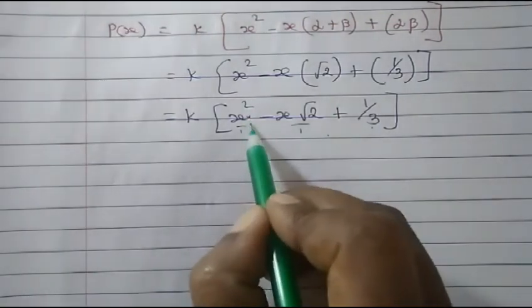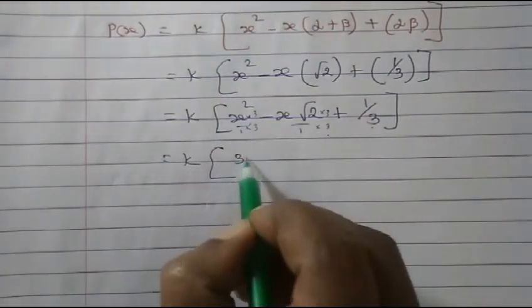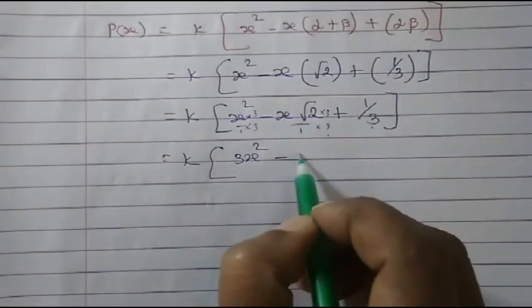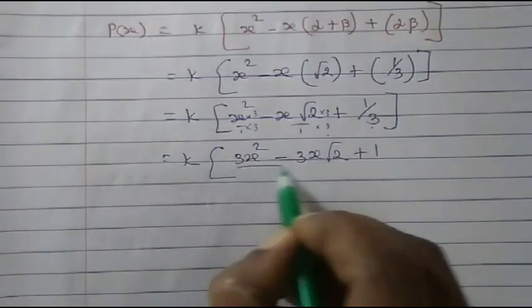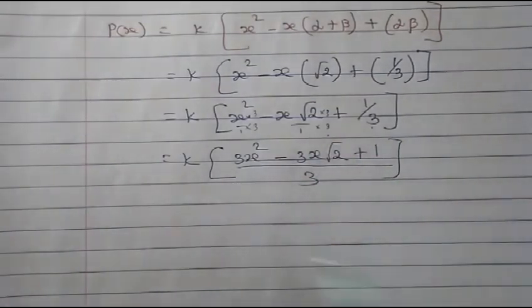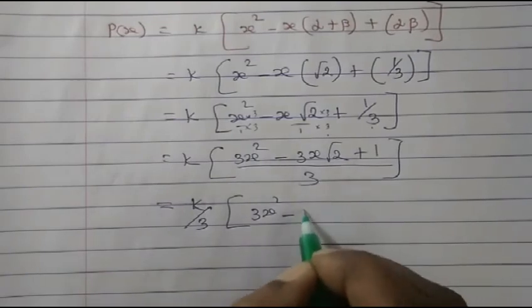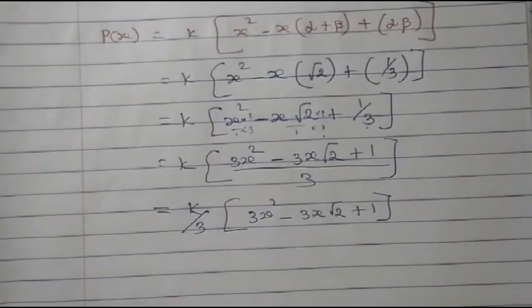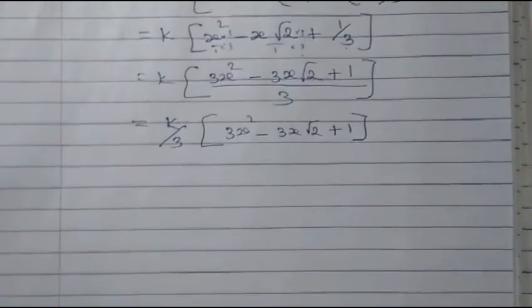So when we are multiplying both sides with 3, what we will get? k. So 3x square minus, when we multiply, we will get 3x root 2, then plus this 1 will remain as it is. Now the denominator everywhere we will get 3. So now this 3 will come here, then the remaining is 3x square minus 3x root 2 plus 1. So let's see. You see the previous answer that we got was 3x square minus 3 root 2 x plus 1. So now in the second method also we got the same.